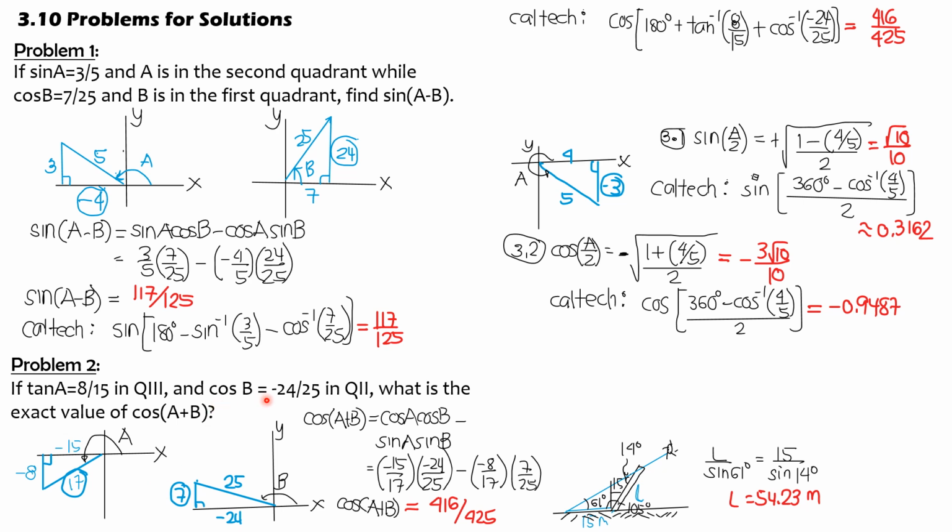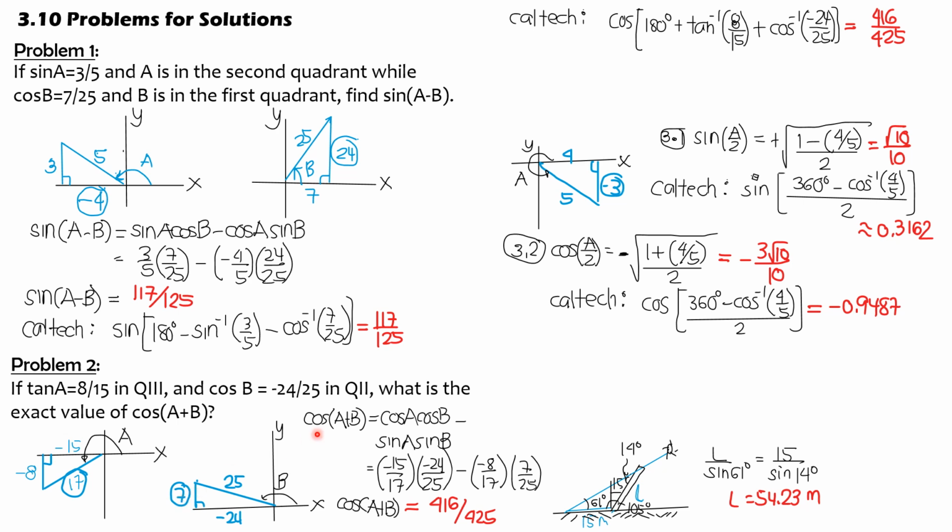Then cosine B is -24/25 in quadrant 2. So cosine is negative, so we have -24/25. To obtain this by Pythagoras theorem, just like there, it is +7, y is positive in the second quadrant.